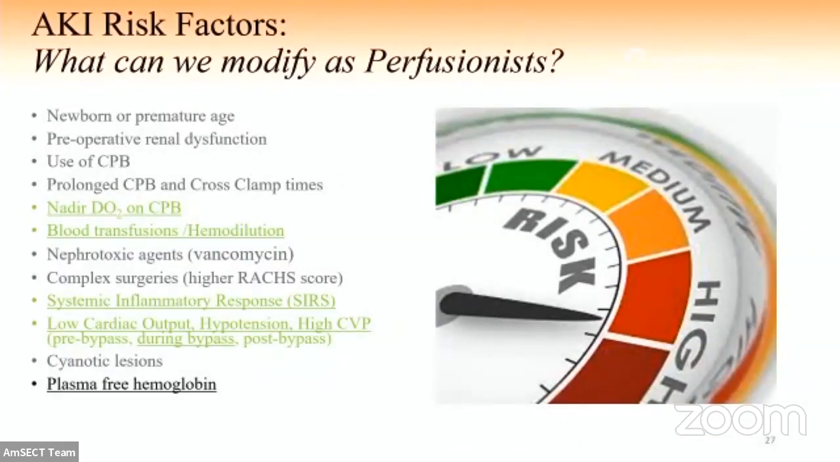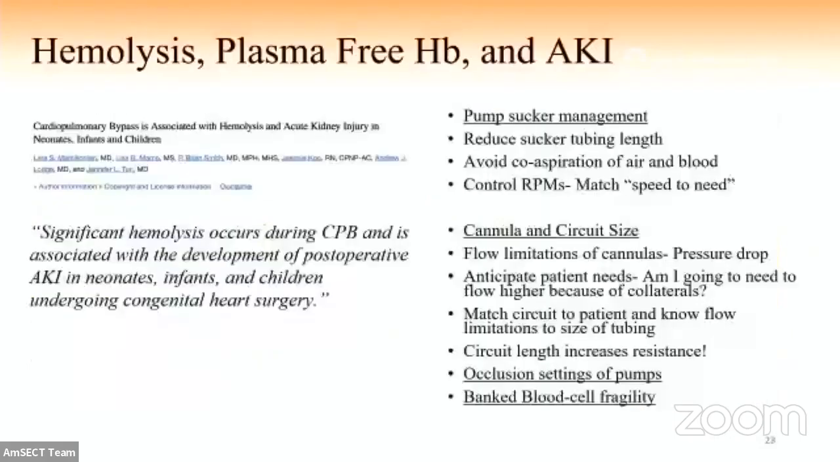So lastly, we all have the power to limit plasma-free hemoglobin. There is really evidence that hemolysis can really impact the kidneys. And we all know that significant hemolysis occurs during bypass, and it is associated with AKI. We kind of judge it by wines. Okay, what are you right now? Well, we're at a rosé, and then you go all the way up to port.